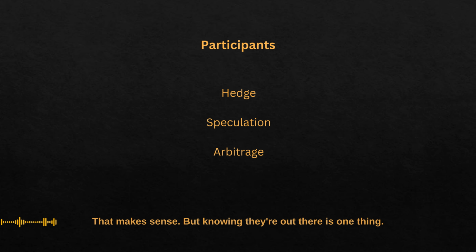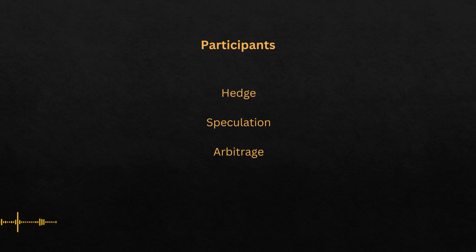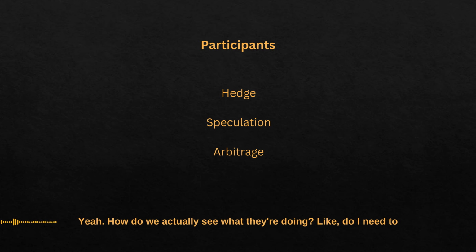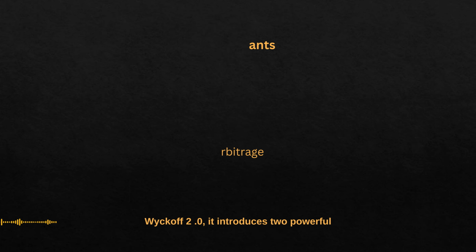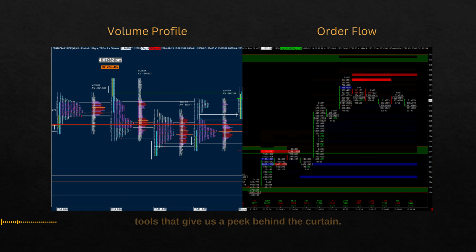That makes sense. But knowing they're out there is one thing. How do we actually see what they're doing? Do I need a spy network on Wall Street or something? No, not quite. Wyckoff 2.0 introduces two powerful tools that give us a peek behind the curtain: volume profile and order flow. Let's start with volume profile. What is this thing, and how does it help us see what the whales are doing?